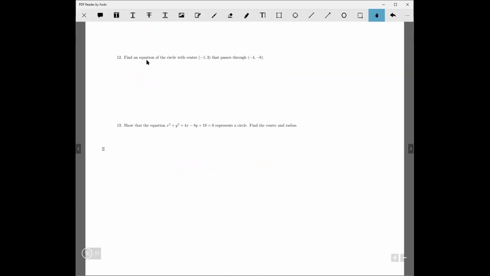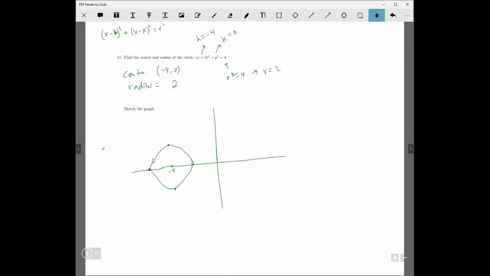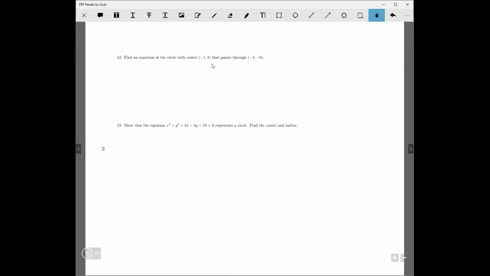Okay, let's go to number 12. Find an equation of a circle with center -1, 3. It passes through that point. Okay, so the center is actually not part of the circle. The circle consists of the points that are around all these points around here, right? Those are what consists of the circle. The center is a reference point for the circle. Okay, so here the center is -1, 3, and you want it to go through that point. So this is one of the points that it goes through. This is just the center.